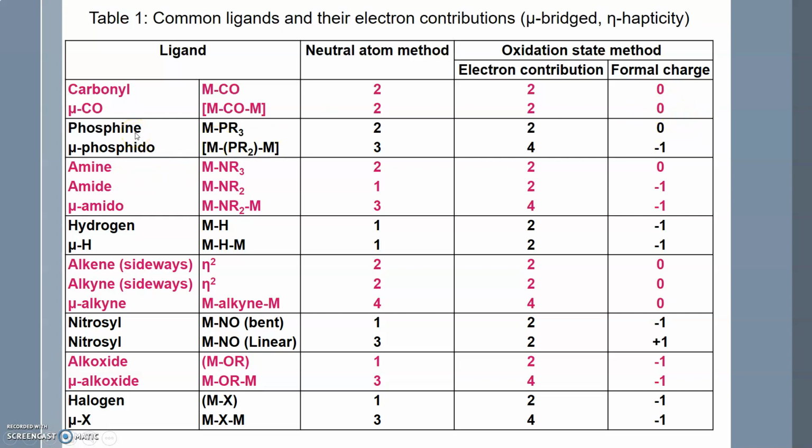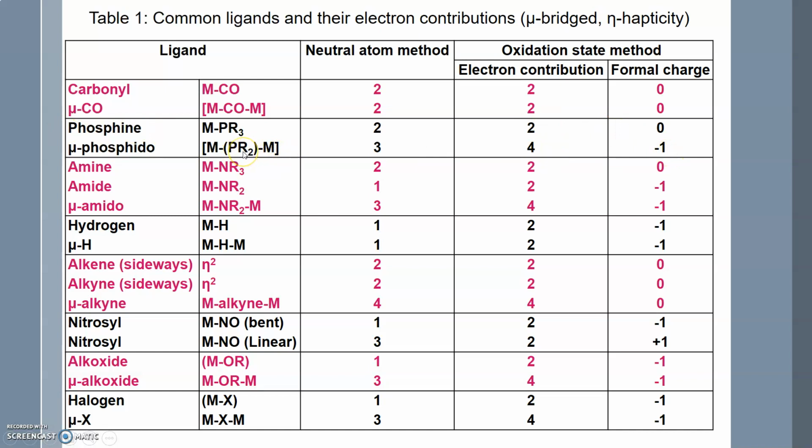Let us move on to phosphine. When phosphine acts as a terminal ligand, since it is a neutral ligand, the number of electrons contributed by the neutral atom method as well as by the oxidation state method will be 2. Now, when it is the phosphido ligand, that is PR2 minus, right?